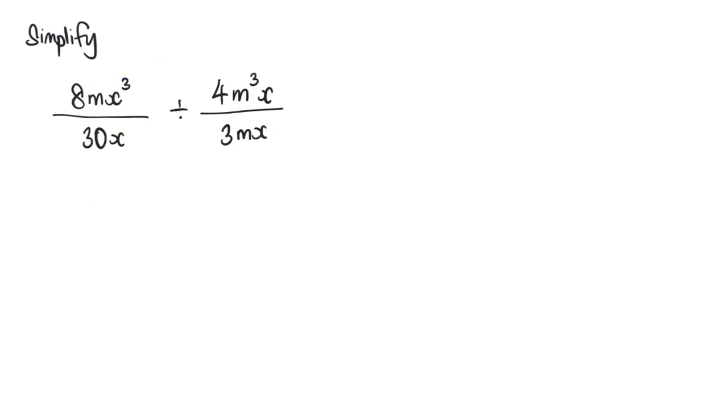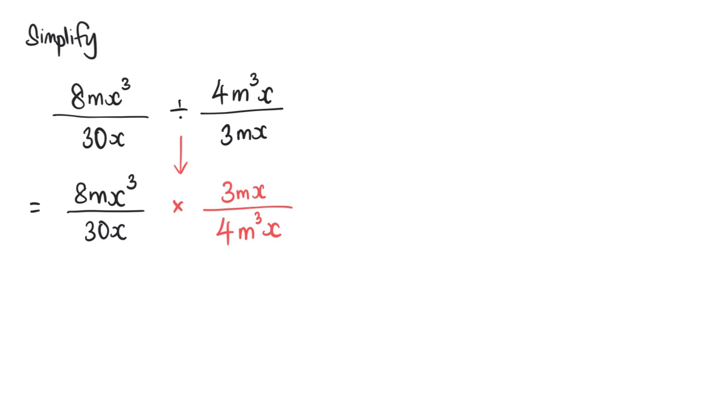Hello everyone, welcome to this video where we will solve this particular problem to simplify the following. From here, the first step was actually to make sure that we change the divide to the times. When we divide by a fraction, it is the same as multiplying the reciprocal, meaning 3mx over 4m cubed x.